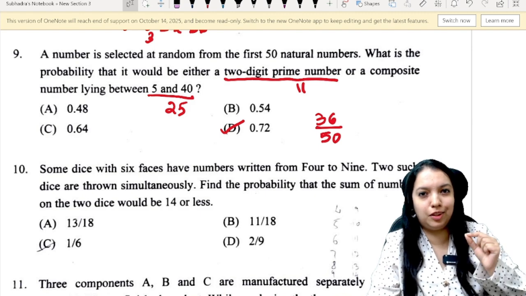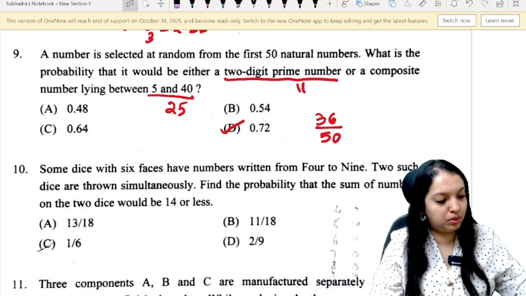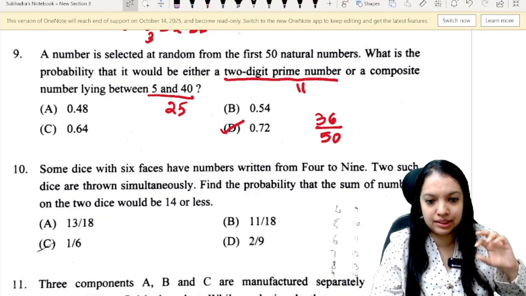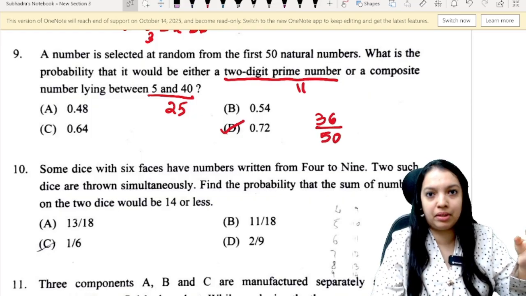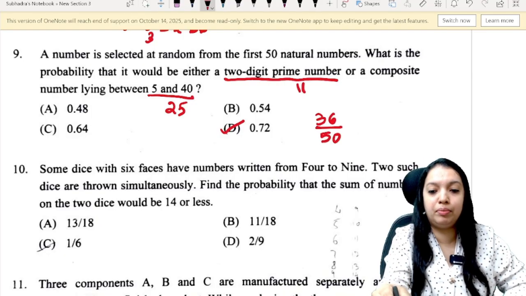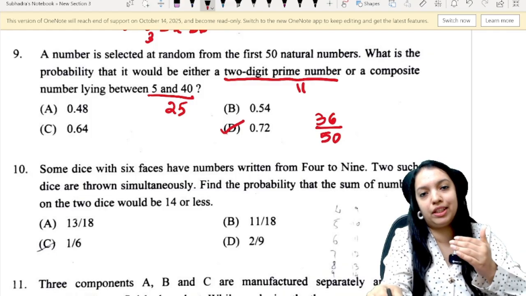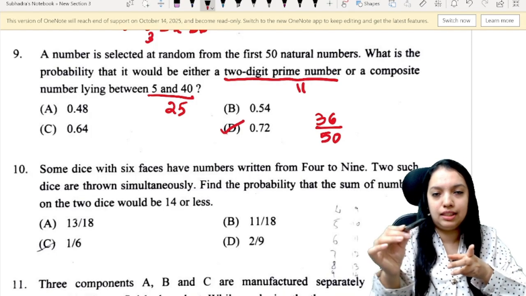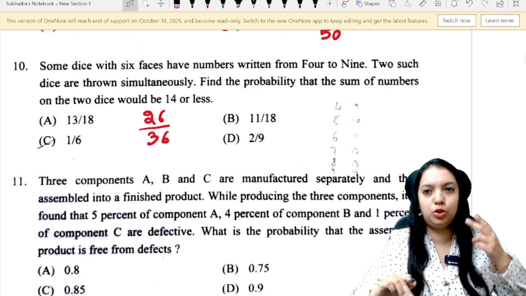Next question is actually a little time consuming. They are asking about 2-digit prime numbers. We counted starting from 11, 13, 17. There are totally 11 prime numbers and composite numbers between 5 and 40. I counted them and I got 25 in total. So total, either this or that, it will be 11 or 25. Total 36 will come. 36 divided by total number, which is 50. So probability is 0.72.